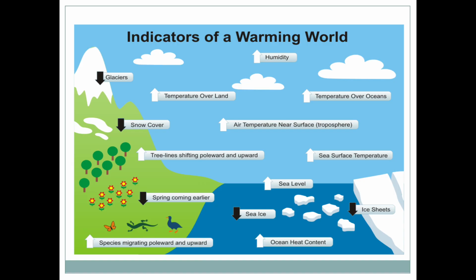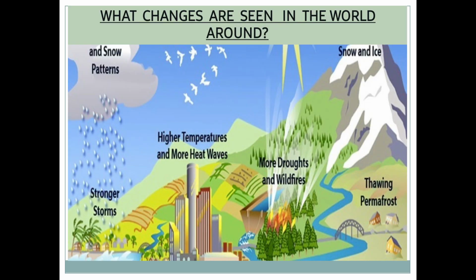These black dotted areas of glaciers, snow covers, and all indicate in this phenomenon how the temperatures are increasing and the glaciers and snow covers are decreasing rapidly, which indicates the warming of the world.